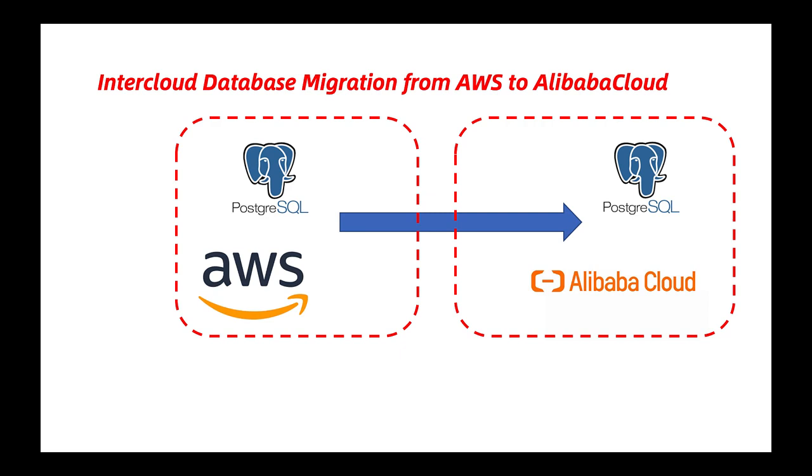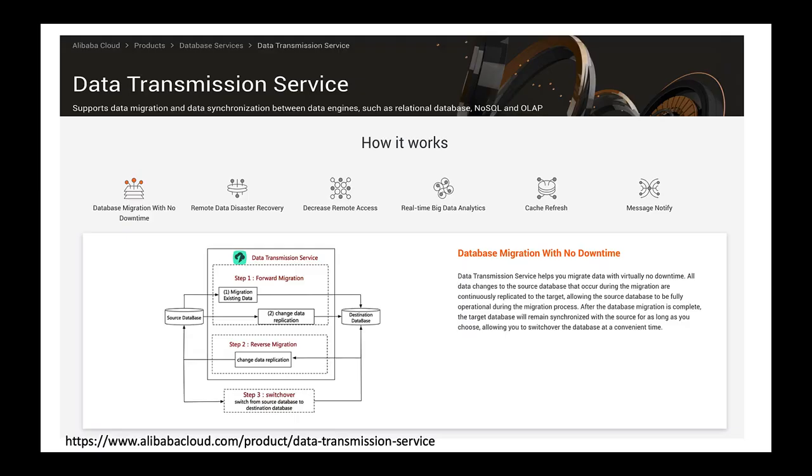So instead of using the DMS from AWS, we're using this Data Transmission Service, short for DTS, that is built by Alibaba Cloud. The DTS is a very similar tool that supports data migration and synchronization between different data engines, and particularly for relational databases. As of today, we'll talk about how to do that for PostgreSQL. And this is also one of the tools that you can specially leverage for database migration.